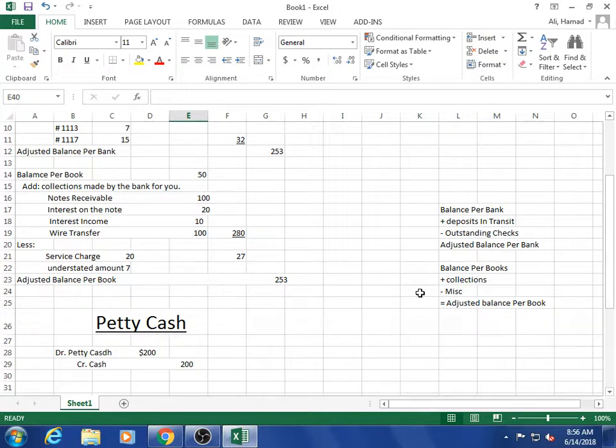Go to problem 5, page 329 in your textbook. Let's do problem 5, and by the grace of God on Monday we will do problem 4, because it's going to take us a while. Problem 4 asks for bank reconciliation, and problem 5 calls for a petty cash.